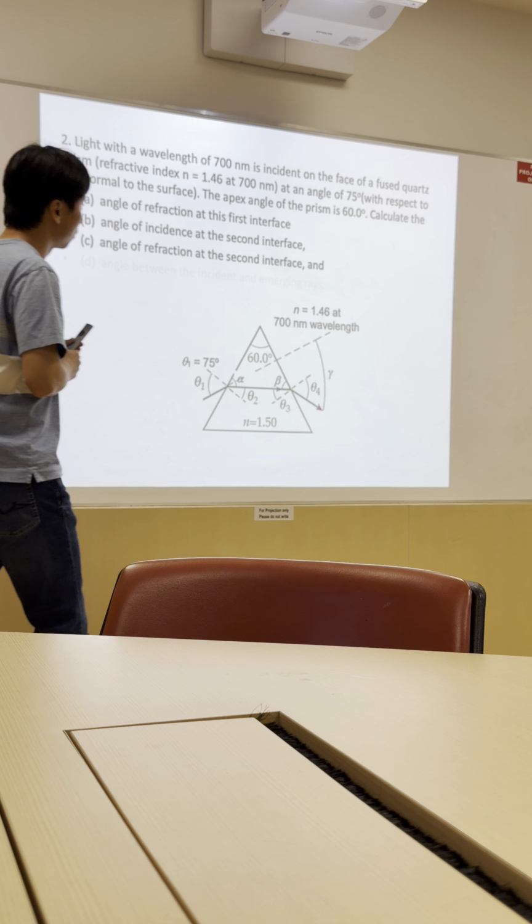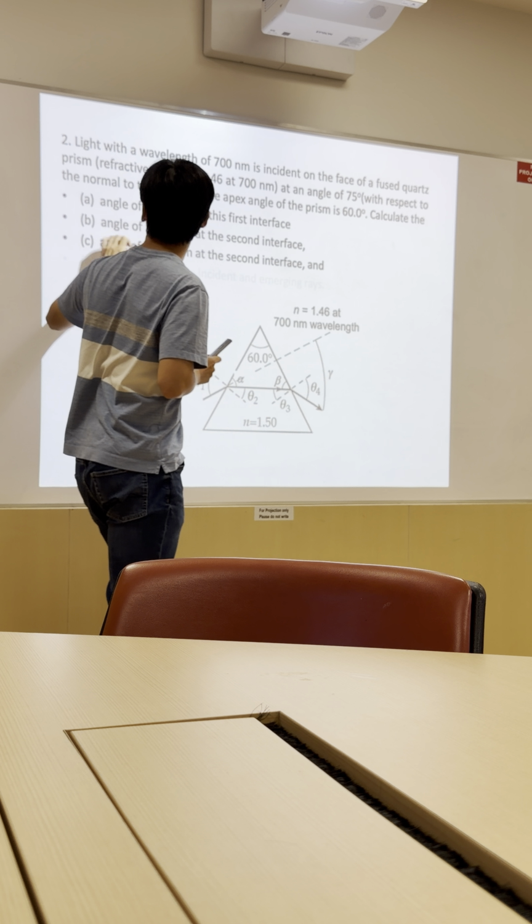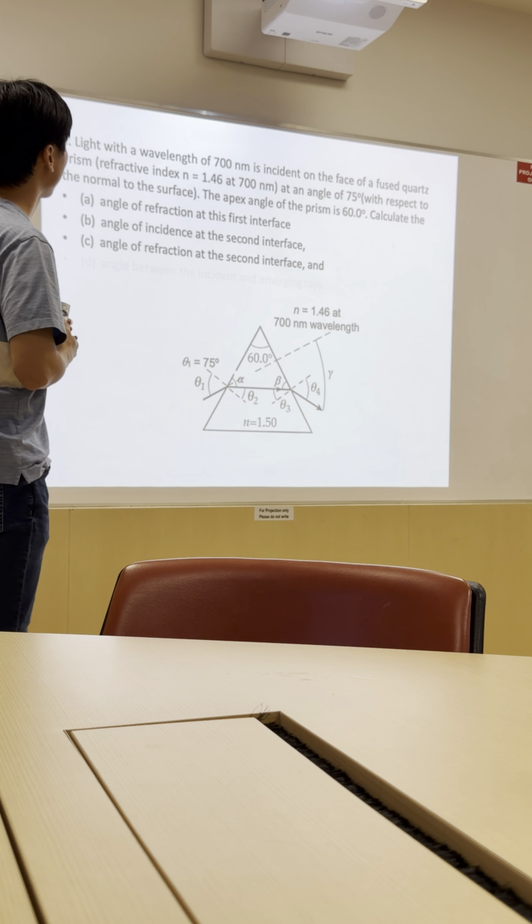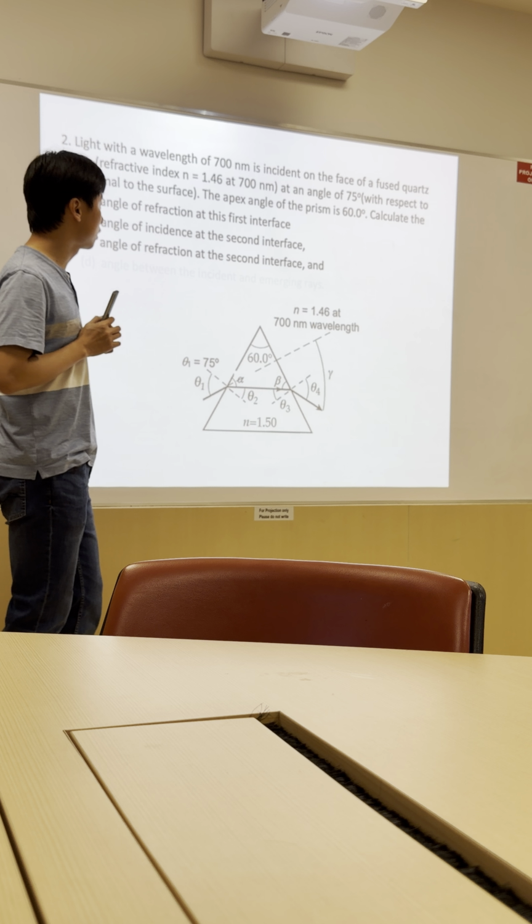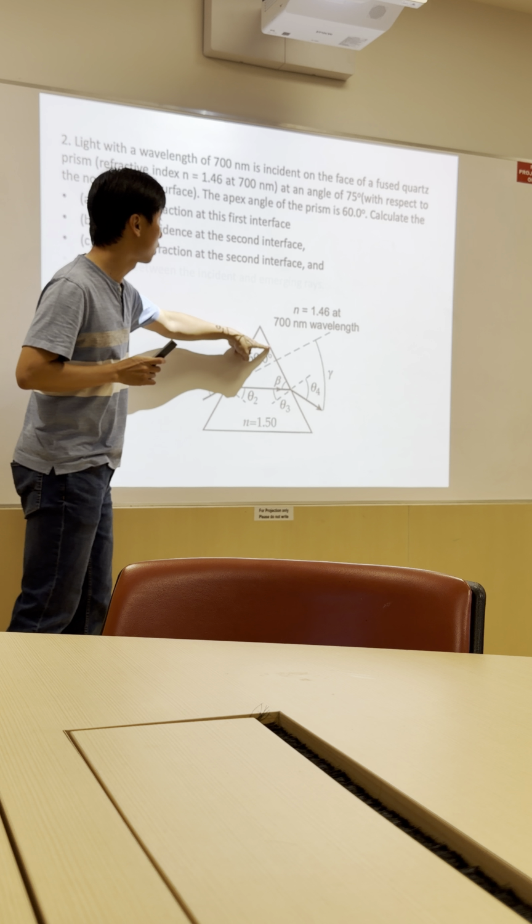So this light is incident at an angle of 75 degrees to the normal to this surface. Okay, so this is the beam, and this is the normal direction for this surface of the prism. Then this theta 1 is 75. The apex angle of the prism is 60 degrees, as you can see here.